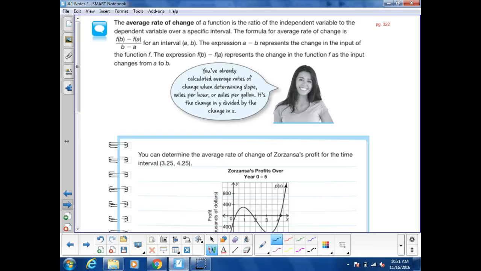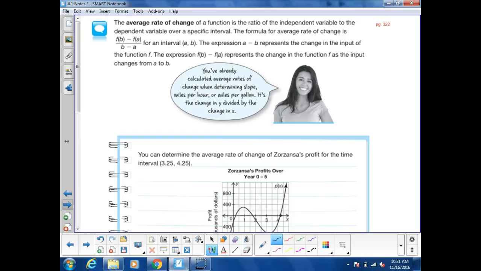Now, I'm going to get all mathy on you right now. I got to go into my math teacher voice. The average rate of change of a function is the ratio of the dependent variable to the independent variable over a specific interval. The formula for the average rate of change is f of b minus f of a over b minus a for an interval a to b.